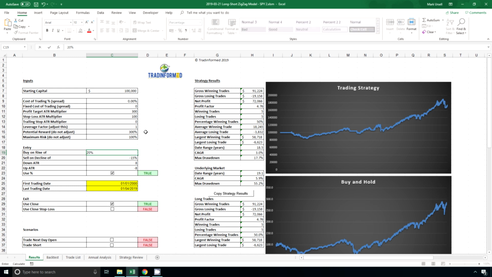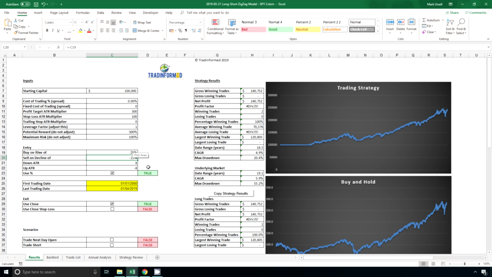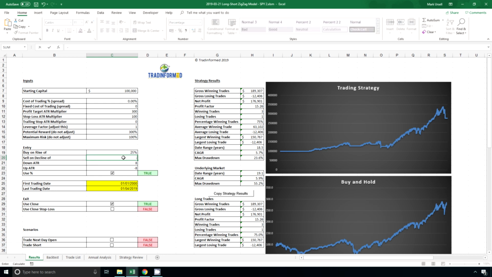So if I was to buy on a rise of 20%, or 25%, we're basically telling the model to test what would happen if we're waiting for a longer period of time to either buy or sell. Now there's no reason why we have to keep these the same. We could always make them different, so we can sell on a decline of 15% but only buy on a rise of 25%. And we can easily change these values to suit what we're looking for.